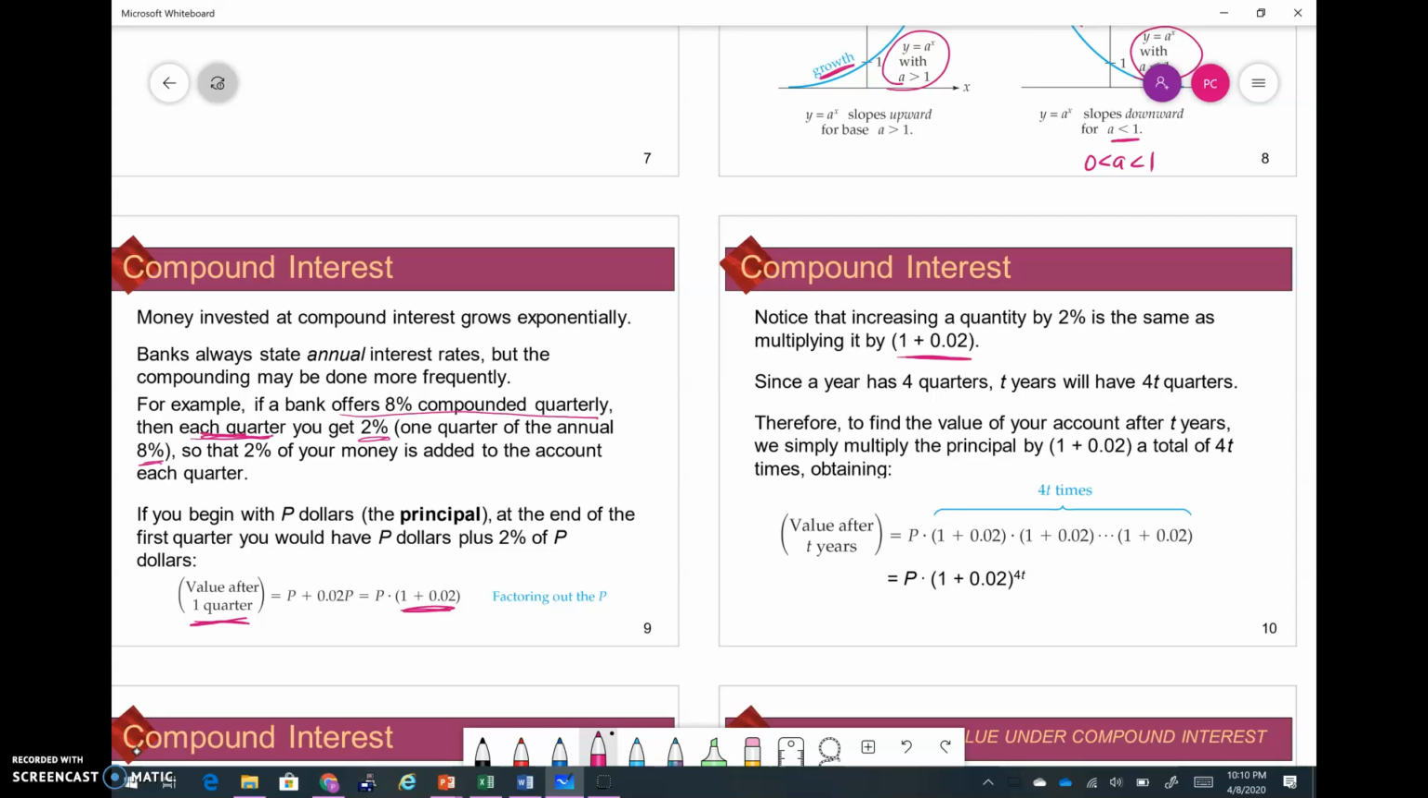So since a year has 4 quarters, T years will have 4T quarters. Therefore, to find the value of your account after T years, we simply multiply the principal by 1 plus 0.02, a total of 4T times. So we have the principal times our 1 plus 0.02, 4T times, however many that needs to be. Well, this entire part here, instead of having to write it out 4T times, it's just the formula 1 plus 0.02 raised to the 4T power. This should look like an exponential function.